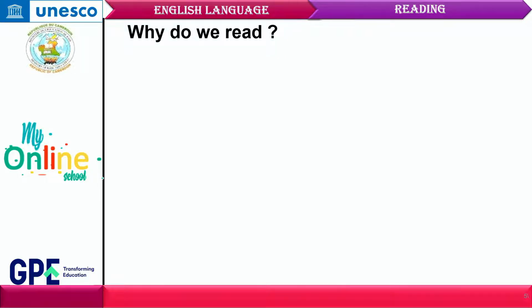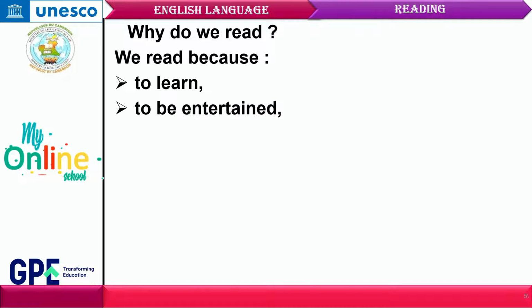Let us check some of them. We read because we want to learn. So we read to learn. Good. We read to be entertained. Oh, you read a nice story: Cinderella and her sisters. You have Peter Pan and the fairies. You have the stories of Barbie. You have comic stories of Tom and Jerry. You can read these things to entertain yourself.